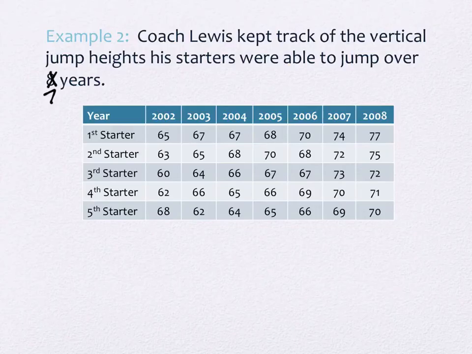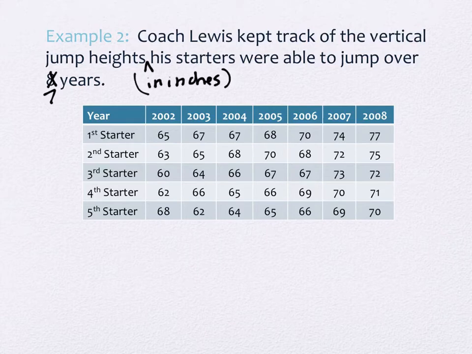So what we're going to do is actually create a scatter plot of this data. And grids are going to be very helpful for this. If you don't have it right now, obviously it's not a big deal, but just keep in mind that grids can be useful. This is the vertical jump height in inches, by the way. That was accidentally left out. So this is inches of vertical jump height.